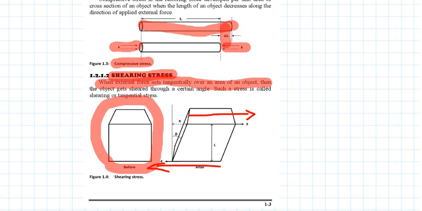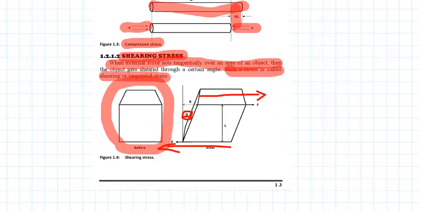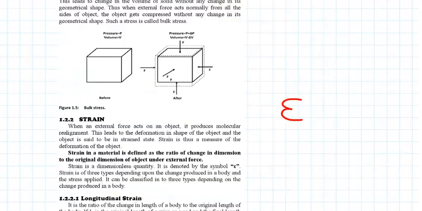Here suppose the deformation is taking place by angle theta. So whatever stress is generated inside the material in this case is called shearing stress or tangential stress. So this was the second type of stress. The first one was normal stress, the second one was shearing stress, and the third type of stress is called bulk stress. Suppose we have a solid having a volume V.